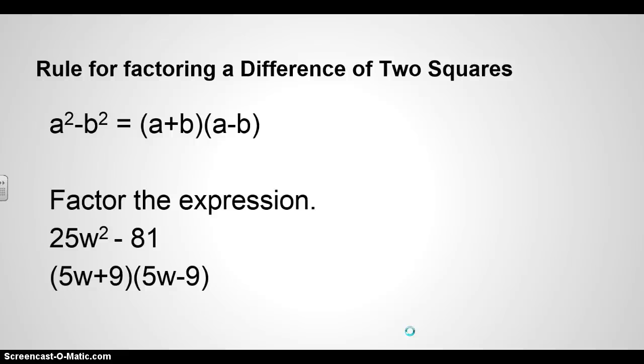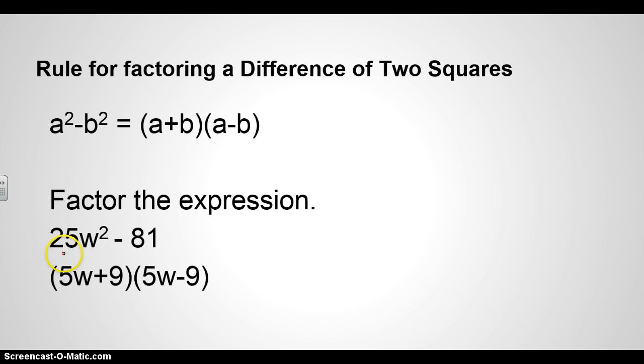This is the last rule that we're going to see. It's called the rule for factoring a difference of two squares. Here we have a squared minus b squared. And how we set this up is we have a plus b in the first set of parentheses, a minus b in the second set of parentheses. And I have an example here where I want you to factor the expression.